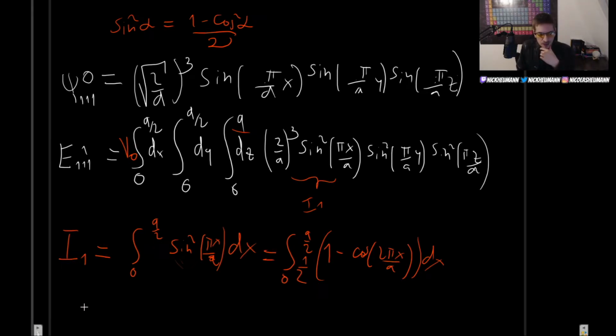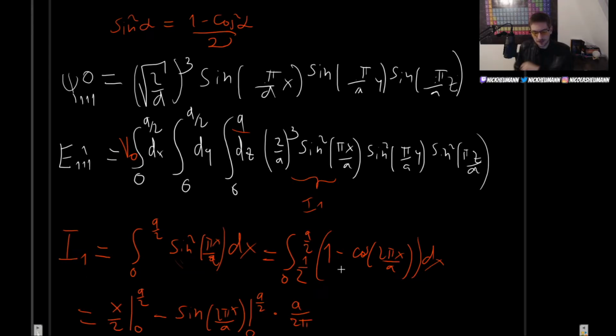Okay, so now we have two parts that we need to integrate. The first is simply 1, or 1/2 if we want to include the half in here. So that's simply going to be x over 2 evaluated between 0 and a over 2. Okay, that's simple enough. And then we have the integral of cosine. So that's going to be minus sine of 2 pi x divided by a evaluated between 0 and a over 2 times, of course, because of the chain rule, a divided by 2 pi.